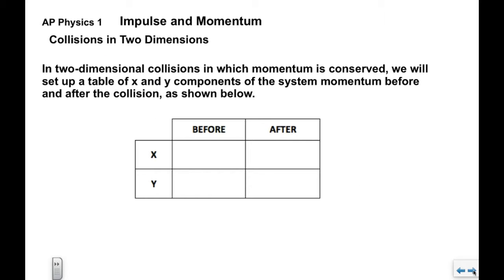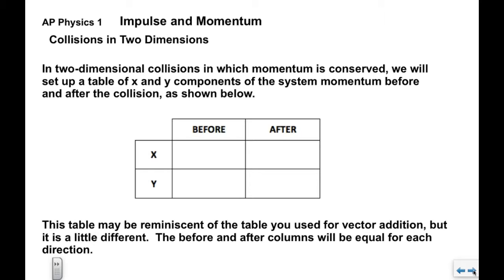Now, when we analyze two-dimensional collisions, we're going to set up a table of x and y components of the system momentum before and after the collision. There's a blank version here. It may look a little bit like a vector addition table. It is a little different. Notice that the x and y are the rows, and then the columns are going to refer to before and after the collision.